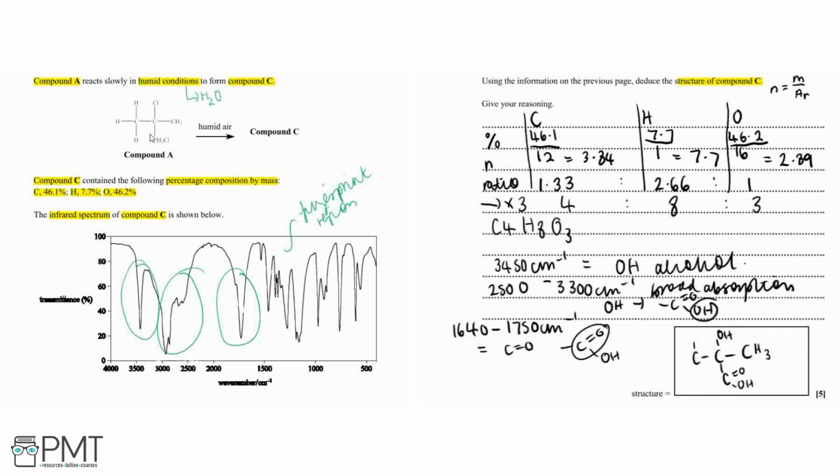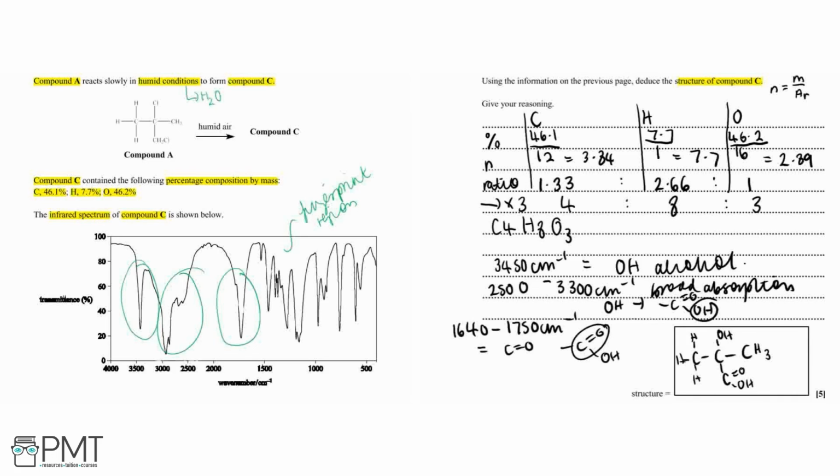So just adding in our atoms and then the rest of the hydrogen atoms, and let's just count up and check that we've got the right number of hydrogens. So we've got 4 carbons, we've got 3 oxygens, and for our hydrogens we've got 1, 2, 3, 4, 5, 6, 7, 8. So that's 8 hydrogens in total.